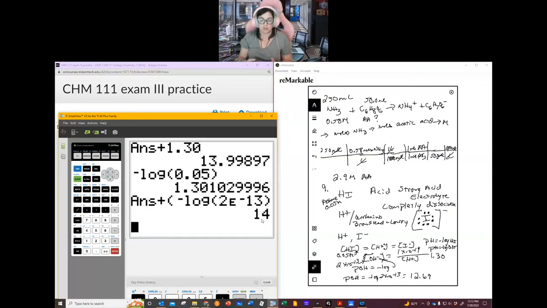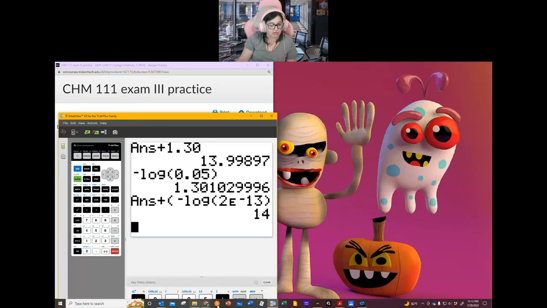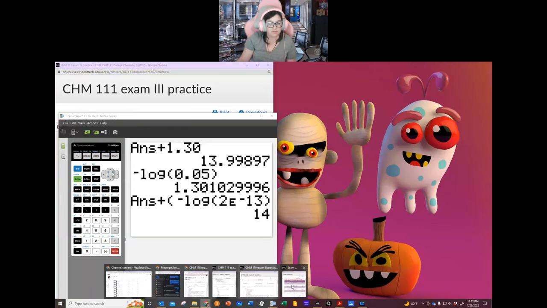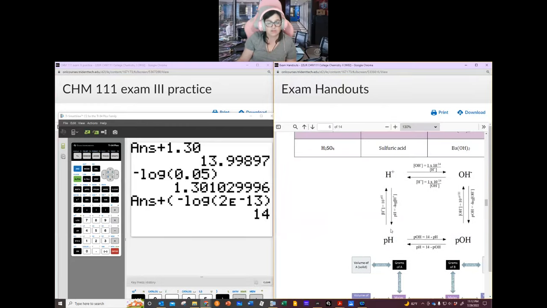So I can find the OH minus either by using Kw directly or by using pOH plus pH equals 14. Either one works. Doesn't matter how you get there. It just matters that I can get there. Now, if you can't remember how to get there, then that's why we're going to talk about this right here. So I knew what my H plus concentration was because my HI is a strong acid. So my H plus was 0.05.